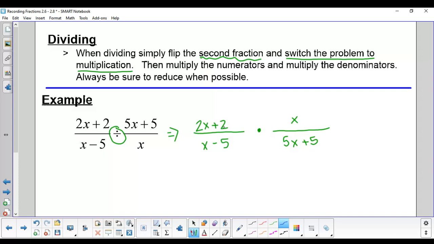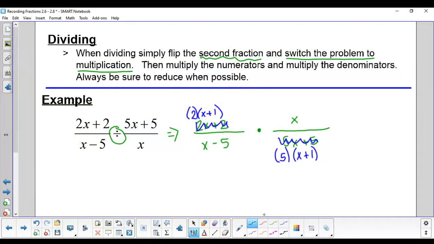I noticed that 2x and 2 have a 2 in common. So I'm going to factor out that 2, leaving me with x plus 1 times 2. I'm also noticing that 5x plus 5 has a common factor of 5. When I factor that out, I'm left with x plus 1. Now, I look at x minus 5. I can't factor that, and x is simply x.